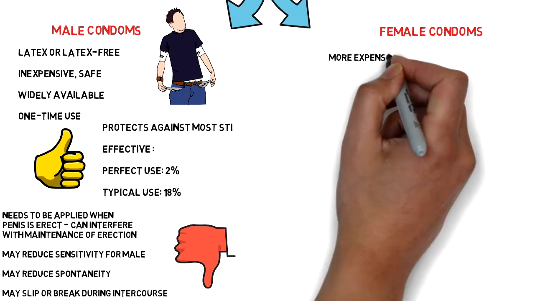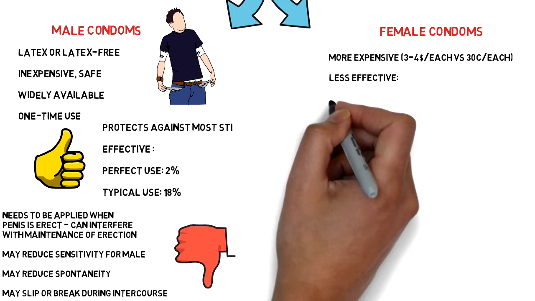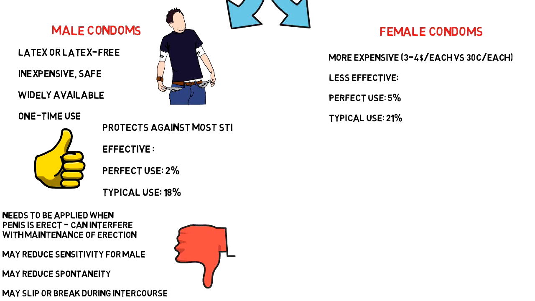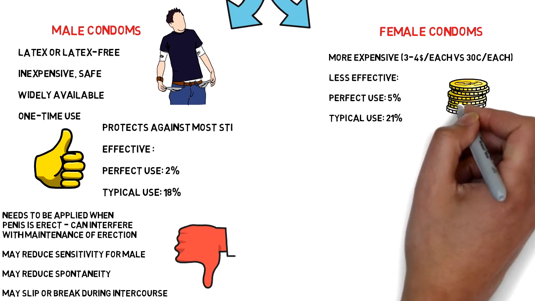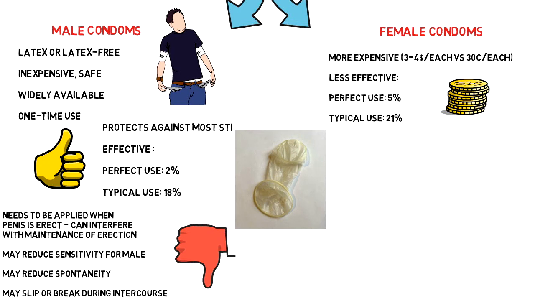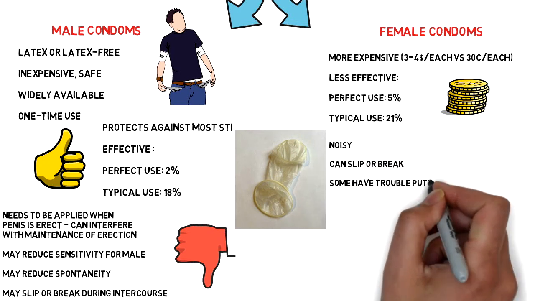Female condoms, on the other hand, are actually more expensive and less effective than male condoms. 5% of women will get pregnant with perfect use, and 21% with typical use. Female condoms are apparently noisier during sex, and they can slip or break just like the male condom, so they need to be handled properly.